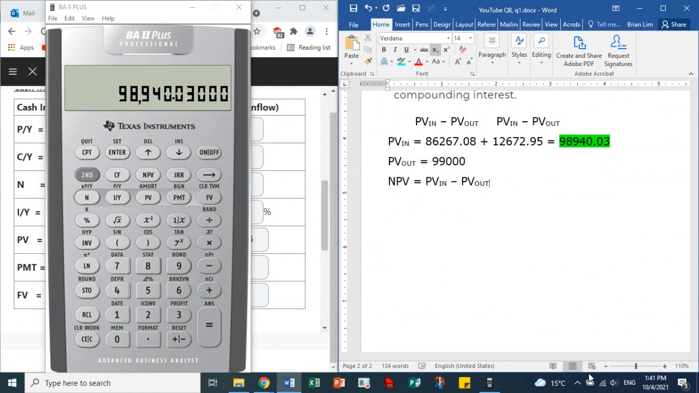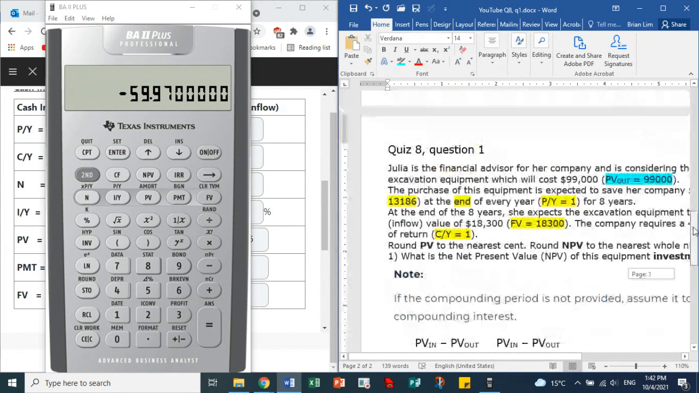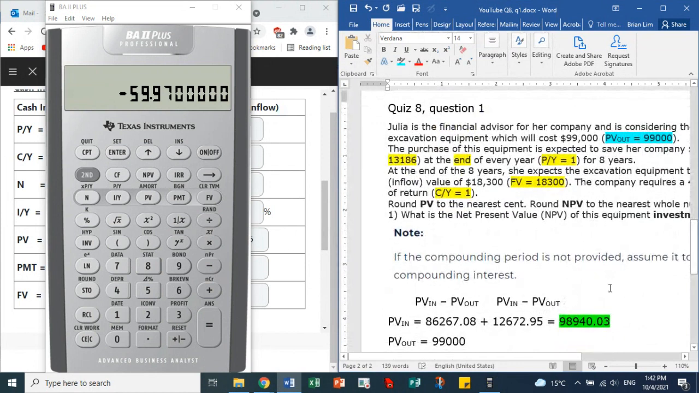All right, so we're all organized. There's no confusion. PV in is 98940.03 minus 99000. Okay, and that is equal to what? Well, if we take this number and we subtract 99000, we get a negative number. It's a small negative number, but it is negative, 559.97.